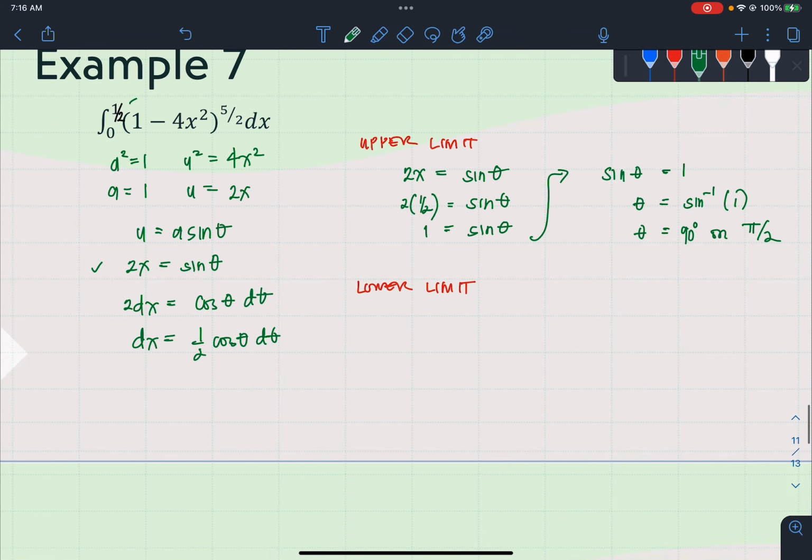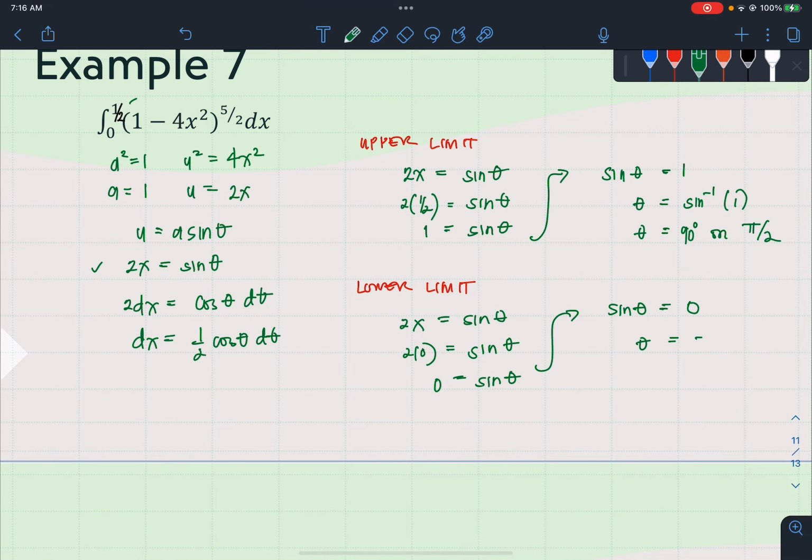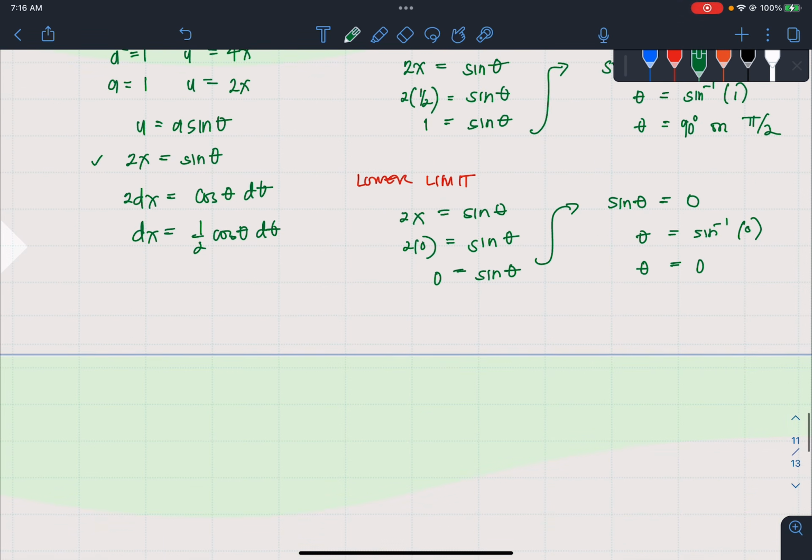And for the lower limit, we still have 2x equals sine theta. Our lower limit is 0. So 2 times 0 equals sine theta. So 0 is sine theta. Sine theta equals 0, so theta is inverse sine of 0. Inverse sine of 0 is 0, either 0 degrees or 0 radians. So in short, the lower limit is 0 and the upper limit now is pi over 2.